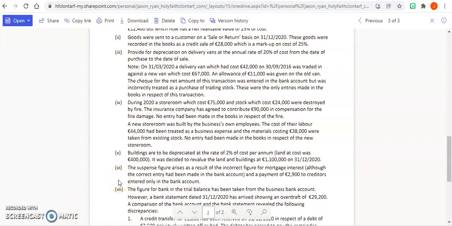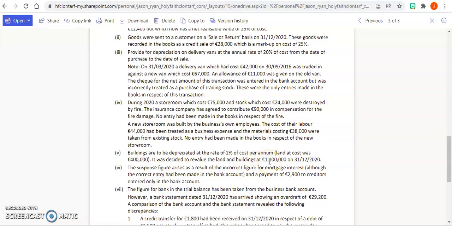Okay, so let's have a look at the fifth adjustment for the 2021 sole trader account, A Kennedy. This adjustment said buildings are to be depreciated at a rate of 2% on the cost per annum. Land at cost was 400,000, so we need to take this 400,000 away from the cost of our buildings. And then it was decided to revalue the land and buildings at 1.1 million.